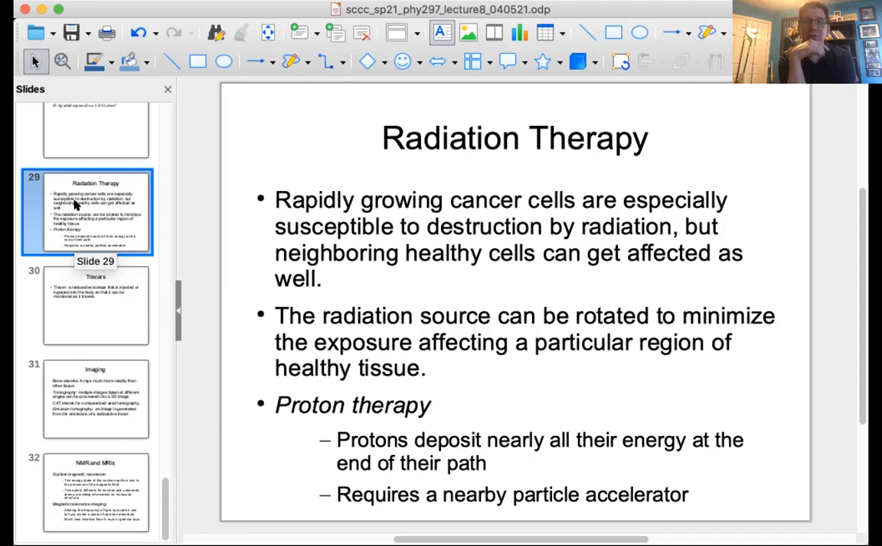You have something called proton therapy, where protons deposit nearly all of their energy at the end of their path. The catch is it requires a nearby particle accelerator in order to produce the beam of protons, which is easier said than done. It's not a cheap piece of equipment, so it's usually limited to the very high-end facilities, but it allows for a more localized attack on the cancer cells.